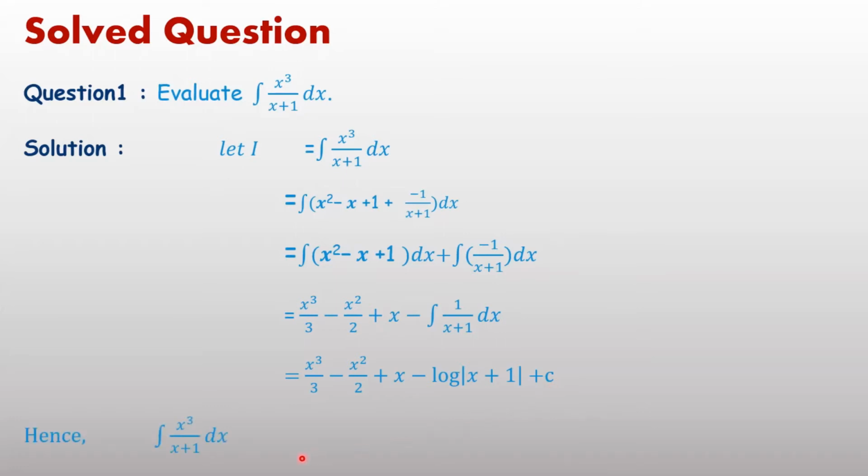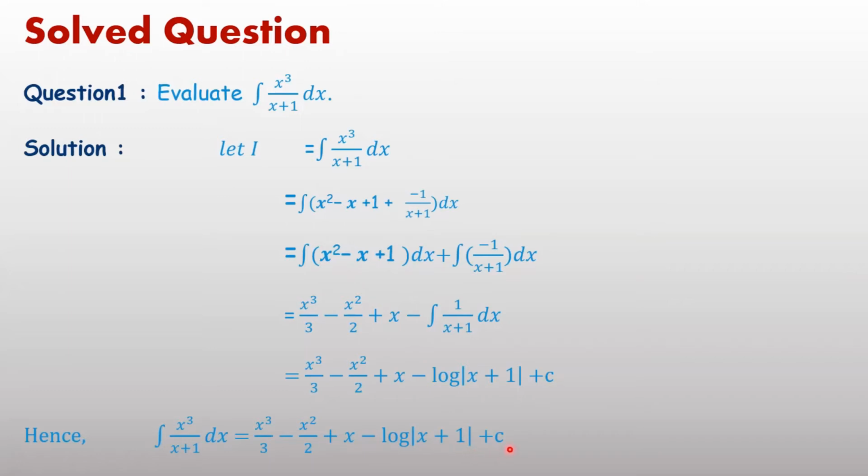Therefore, if the degree of the numerator is greater than the degree of the denominator, then first we divide and write the question in the form of quotient plus remainder upon g(x). After that, integrate separately and you will get the result.